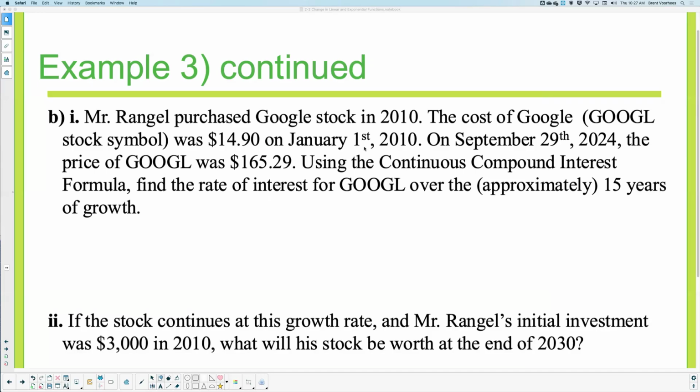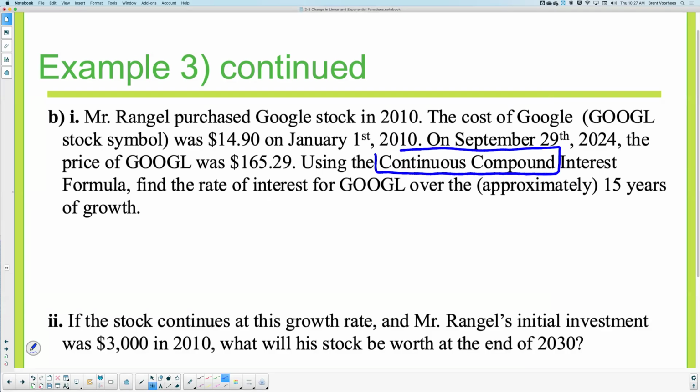Okay, I want to pause. They just told us which formula to use. It says continuous. Does that mean it happens a certain number of times per year, or it's happening all the time? What does continuous mean? All the time. That's the formula A equals Pe^(rt). A equals Pe^(rt).